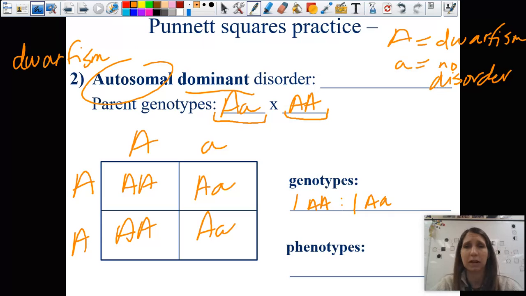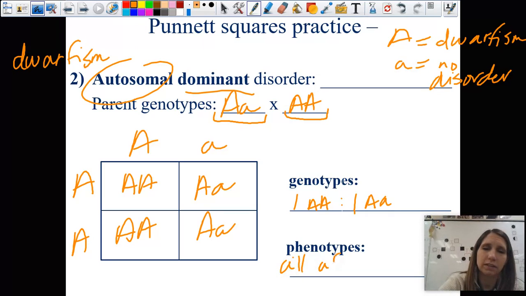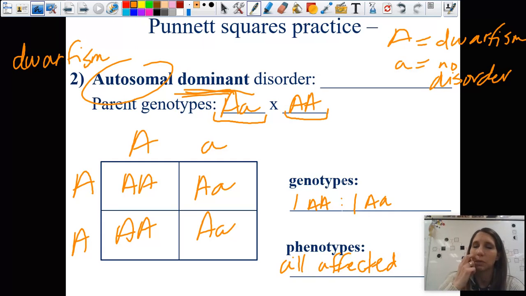For my phenotypes, we're going to say all affected this time, because we're dealing with a dominant disorder. All that you need is 1 dominant allele, and every single one of these has at least 1 copy of a dominant allele. So notice how that's different from the last slide: there, all were unaffected, and here they're all affected.